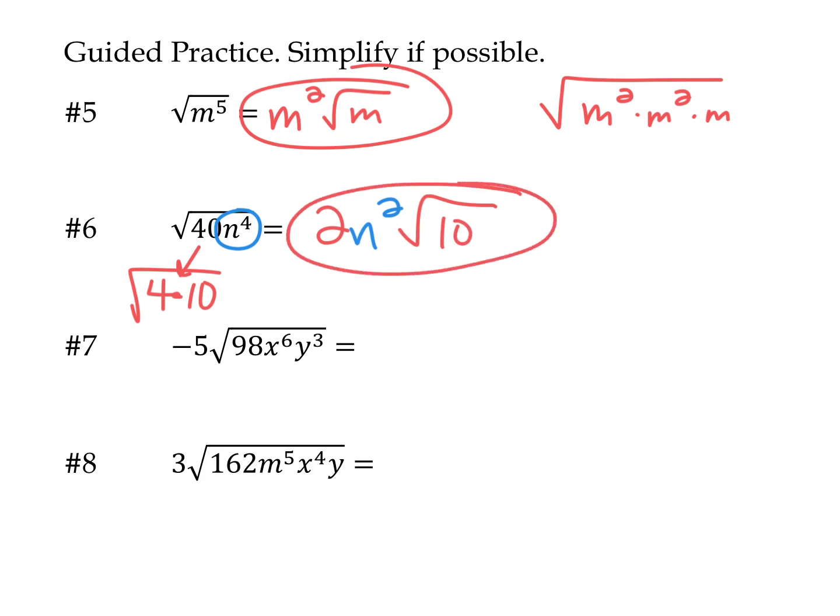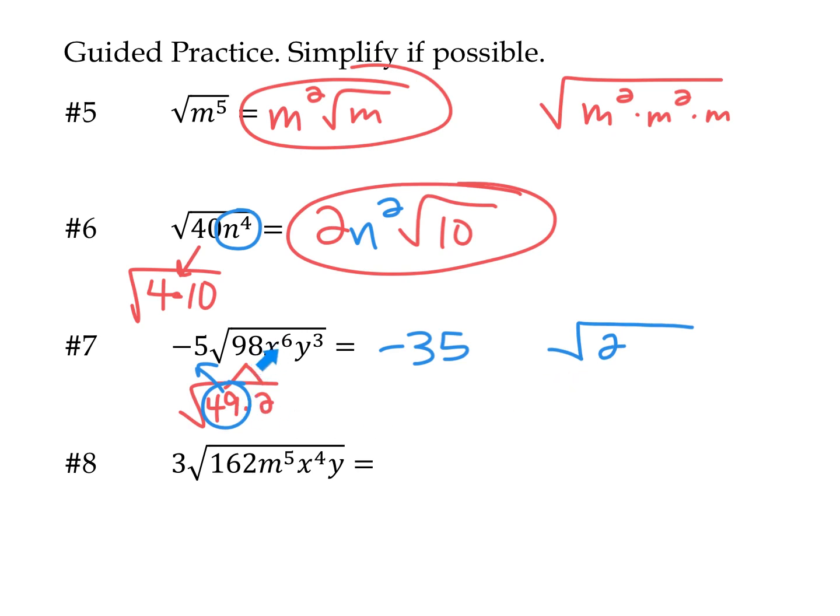All right, square root of 98 in this next one. Square root of 98, that's 49 times 2. The square root of 49 times 2. So that's going to be a 7 out in front of the radical times the negative 5. It's going to be negative 35. Inside the radical, we're still going to have the 2. This 2 stays inside the radical.